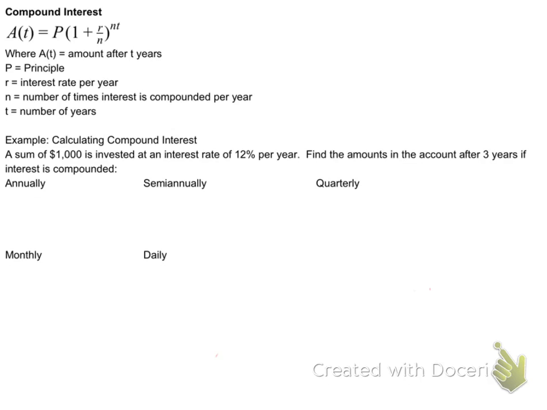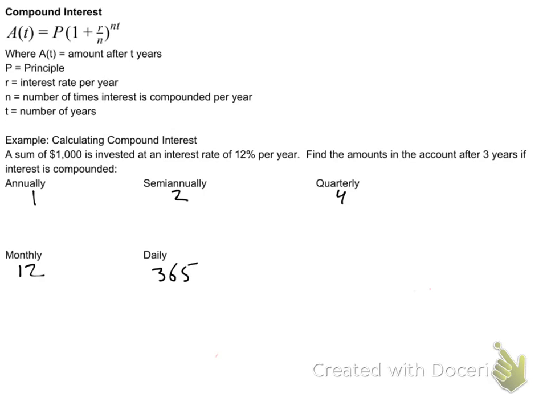So that's what we're trying to do with this example. If I have $1,000, keeping it at a consistent 12% interest rate per year, how much money will I have in 3 years if the interest is compounded annually, semi-annually, quarterly, monthly, and daily? The biggest thing you need to realize is that everything's the same, except for n. So n, when annually, would be 1 time, semi-annually 2 times, quarterly 4, monthly 12, and daily would be 365. Don't worry about leap year. So each one of these, you just change n.